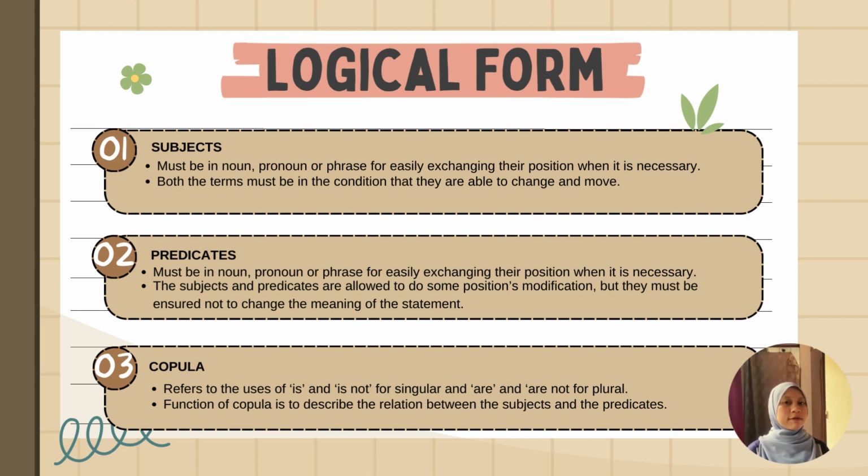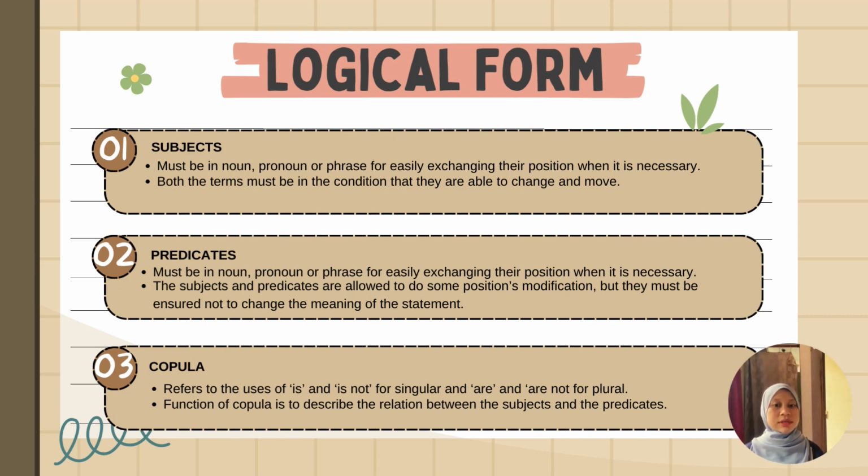Next, the first term of logical form is subjects. Subjects must be in noun, pronoun, or phrase for easily exchanging their positions when necessary. It is the same with the predicate. The predicate must also be in noun, pronoun, or phrase for easily exchanging their position when necessary. The subject must be in a condition that they are able to change and move. The predicate also needs to allow some position modifications, but it must be ensured that they do not change the meaning of the statement. The third term of logical form is copula.